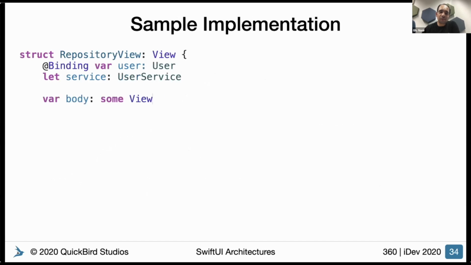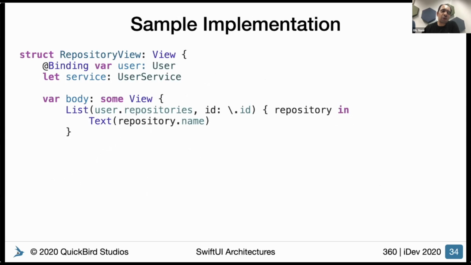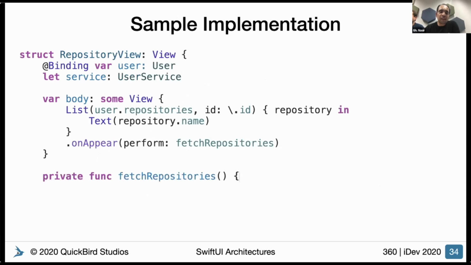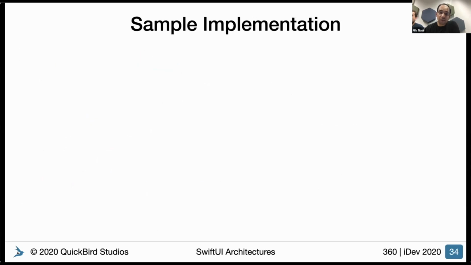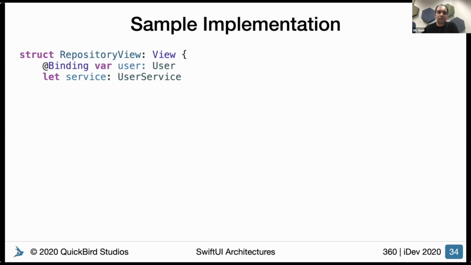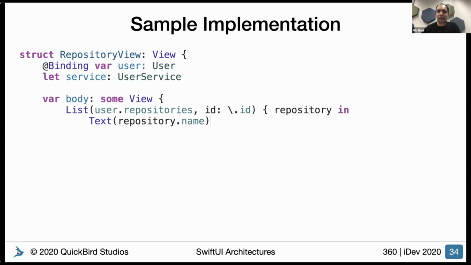So maybe I just skip through it. For example, we have a user who has a list of repositories, and then we show that as a list, and we also fetch those repositories whenever the view appears. You can go through the application. So let's quickly go through the application.